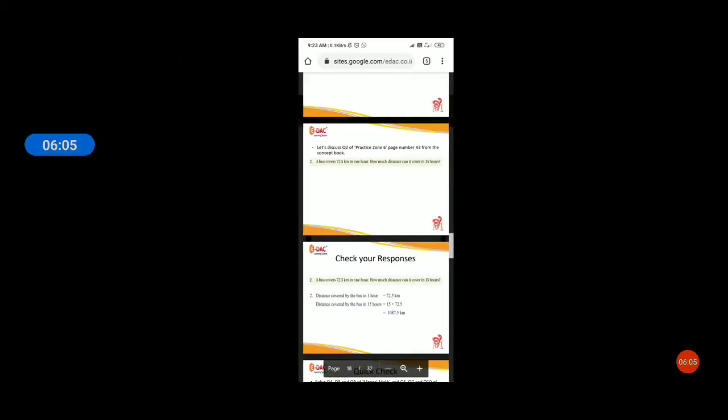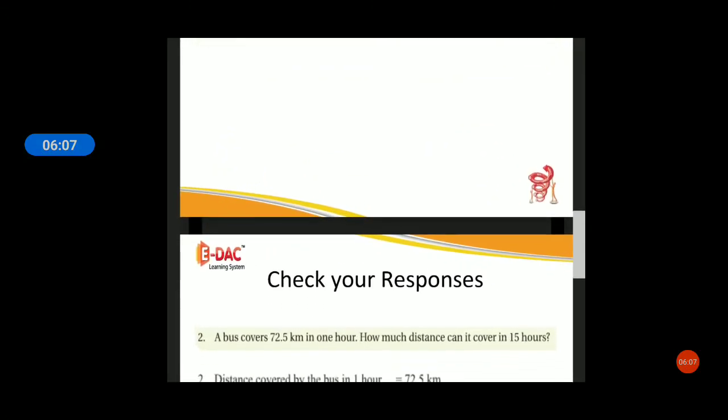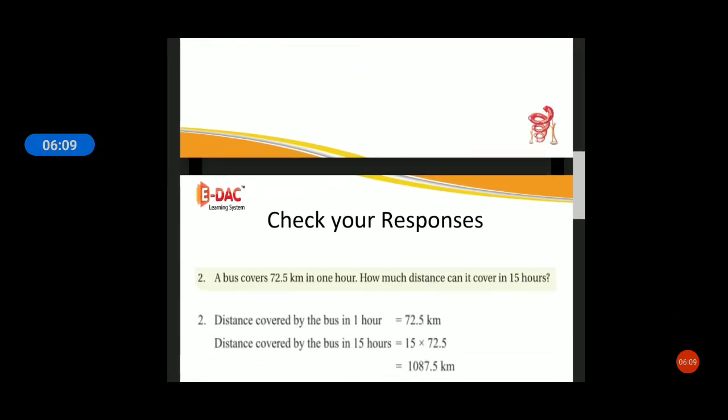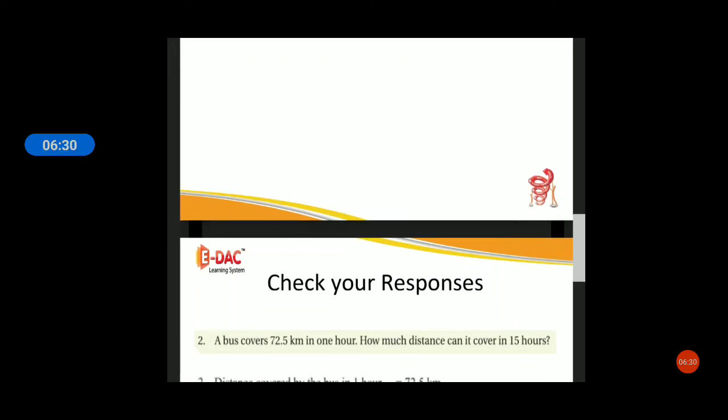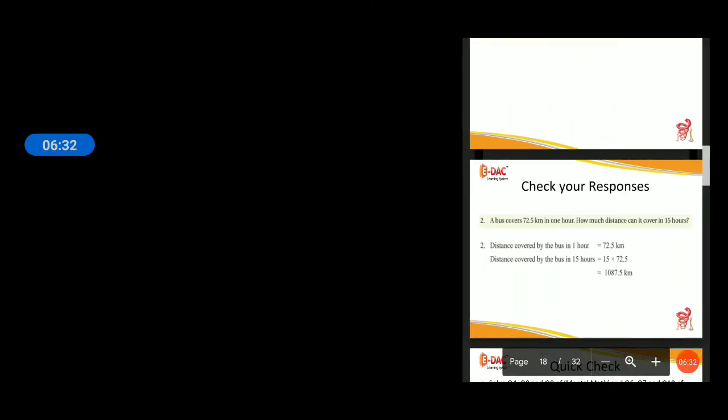Now we will just see the practice zone questions. In practice zone, try to solve the practice zone. That is the first question. Now we will see the second question alone. The bus covers 72.5 kilometers in 1 hour. How much distance can it cover in 15 hours? So what you need to do? Will you multiply or divide? You need to multiply. Okay, students. So you need to multiply 72.5 kilometers into 15 hours. Just multiply and find out the answer.